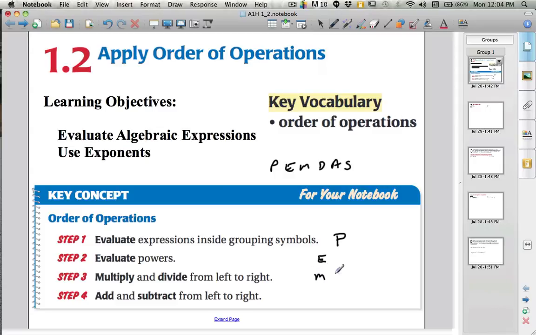Multiply and divide. Now remember, division is defined as multiplying by an inverse. So multiplication and division are essentially the same operation. That's why they're both at the same level of order of operations. But remember, when we do them, we're going to do them all in order from left to right. And then addition and subtraction, that's the A and the S. Subtraction is also defined as adding an opposite, so subtraction is inherently tied to addition, and we're also going to go from left to right.